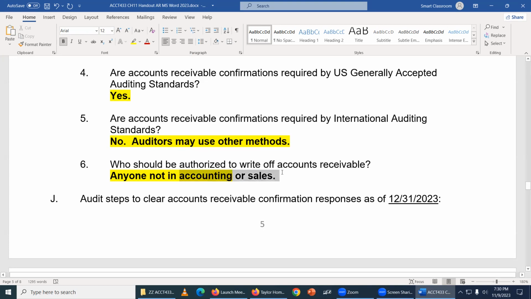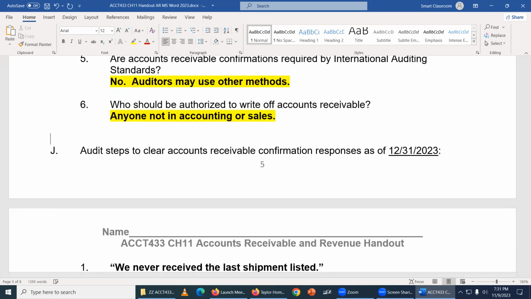So can you have someone from the treasury write off? Yeah, you can have someone from the treasury write off. But you can't have anyone in accounting. They have the responsibility of record keeping, and the authority for it is going through whoever's not in either of those.